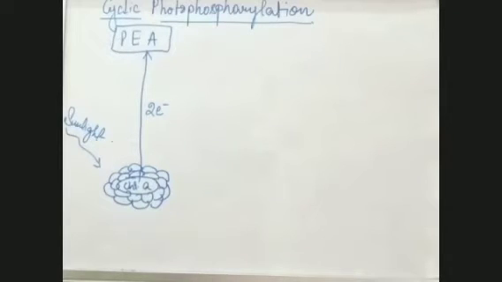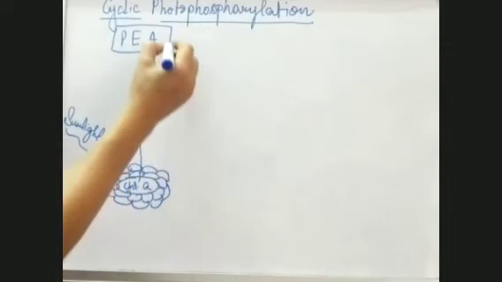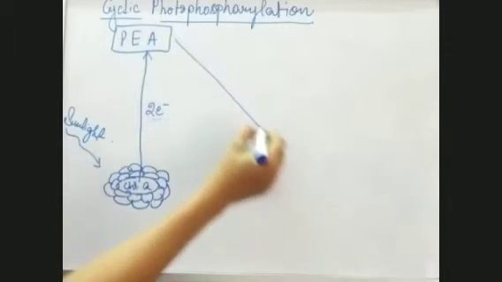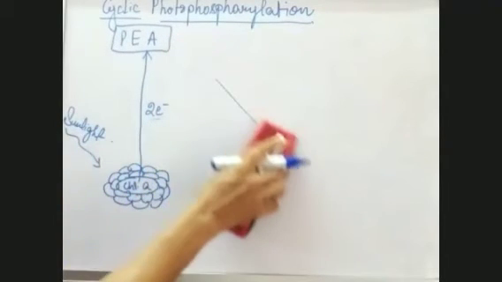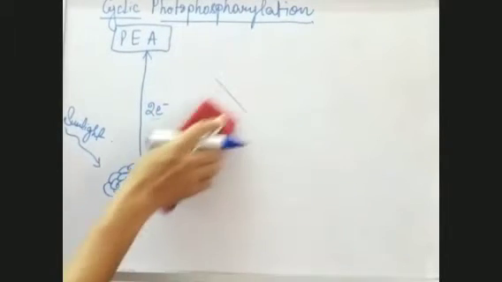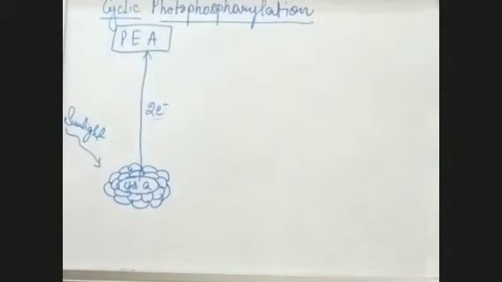And from here, the pair of electrons will start moving downhill. Downhill means this way. On the way, it will be accepted by various complexes, and that system in which the pair of electrons is accepted by various complexes is known as the ETS, electron transport system.